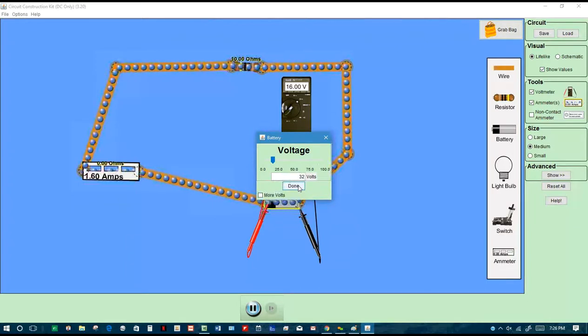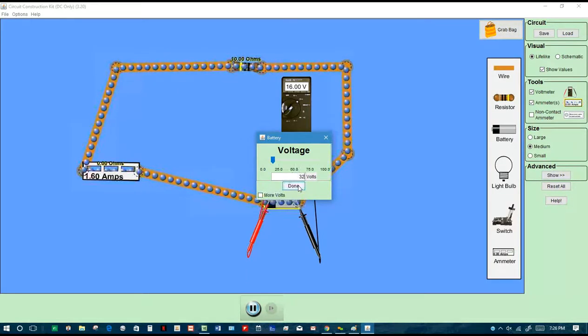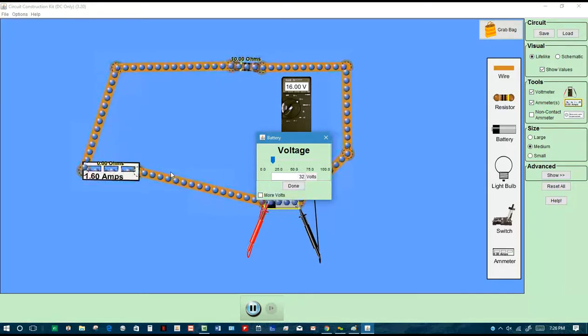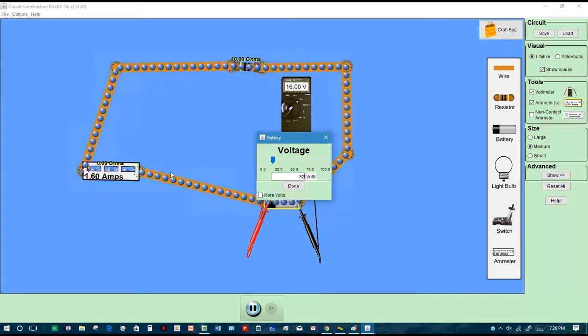I'm doubling the voltage from 16 volts to 32 volts. What will the new current reading say? What does the current reading currently say? No, you're looking at the voltmeter. Remember where that little box is inside? It says 1.6 amps. Yeah. So what will that new value say once I double the voltage on the battery?